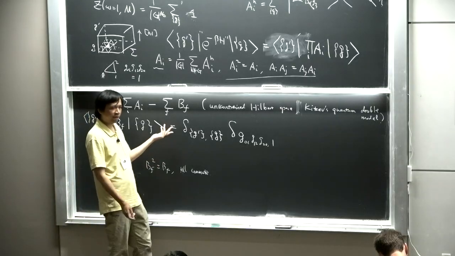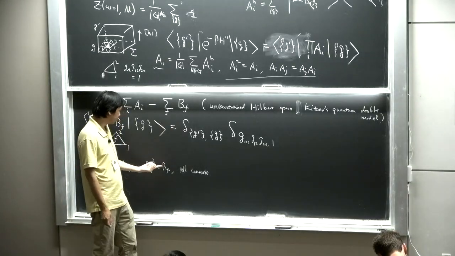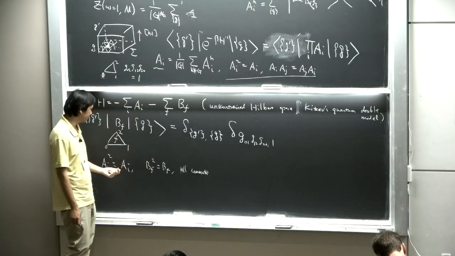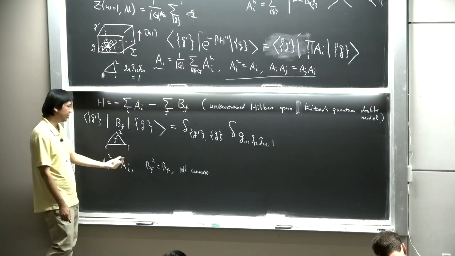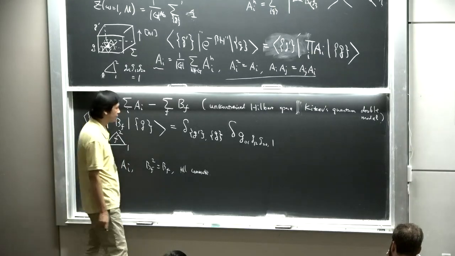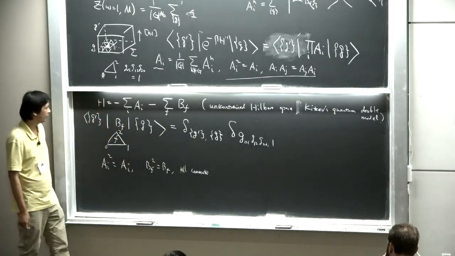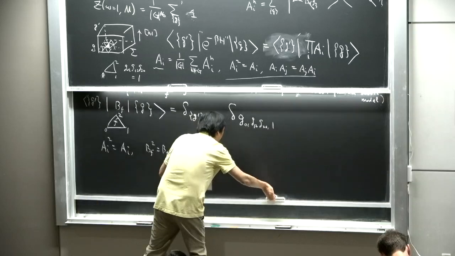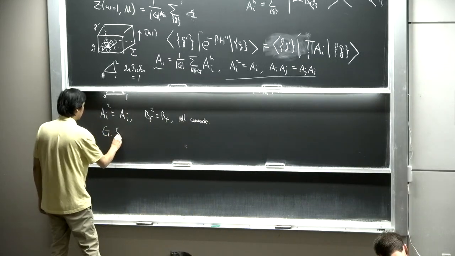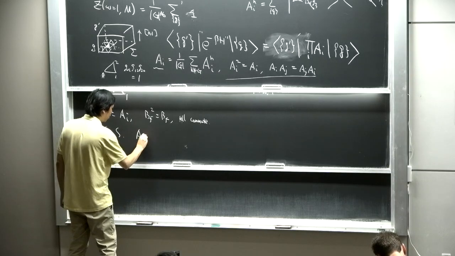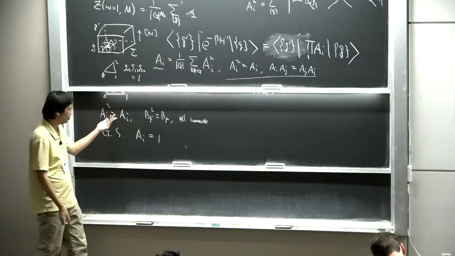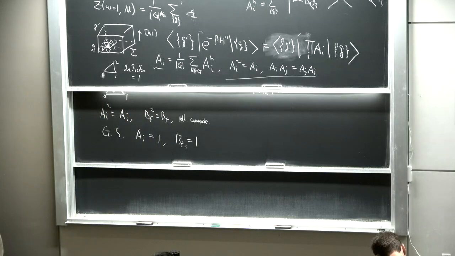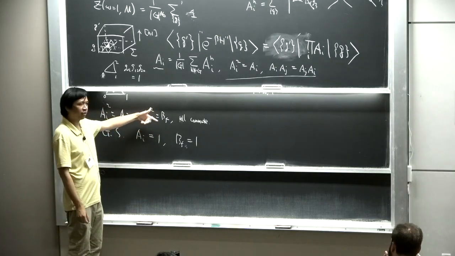Because they all commute, you can easily solve them. Just pick the eigenvalue of each of these operators and sum them up. That's the spectrum of the theory, the entire spectrum. And because they are projectors, the eigenvalues are 0, 1. So the spectrum of the theory is completely fixed. And the ground state, in particular, will have A_v equal to 1 on all vertices, just to minimize the energy, and B_F equal to 1. So this is the ground state of the Hamiltonian. And if you flip one of them to 0, you get an excited state, et cetera.